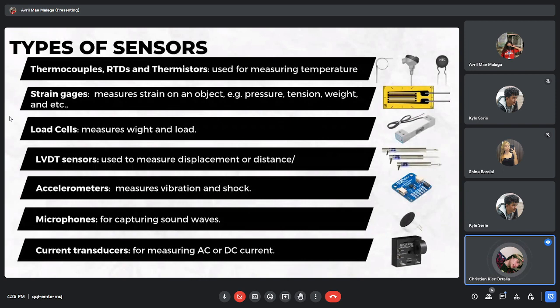Next is load cells. This device is used to measure weight and load. Next is the LVDT sensors. It is used to measure displacement or distance. Accelerometers measure vibration and shock. Microphones are for capturing sound waves. And current transducers are for measuring AC or DC current.